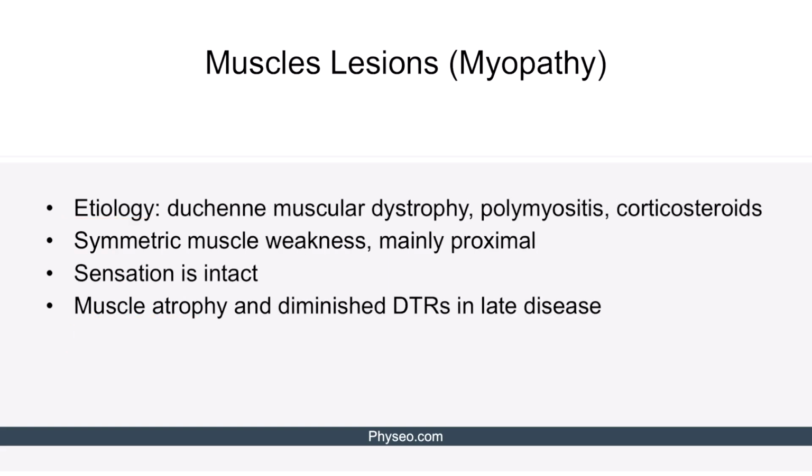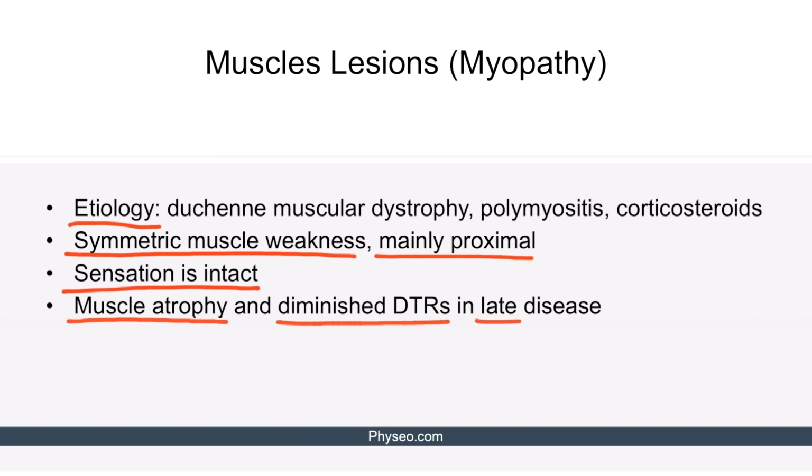Let's finally move on to muscle lesions, also known as myopathy. The causes involve hereditary conditions such as Duchenne muscular dystrophy, autoimmune disease such as polymyositis, as well as the use of corticosteroids. These conditions are characterized by symmetric muscle weakness that is often proximal. Also, similar to NMJ lesions, sensations remain intact. Finally, muscle atrophy and diminished deep tendon reflexes can be seen in later course of the disease.